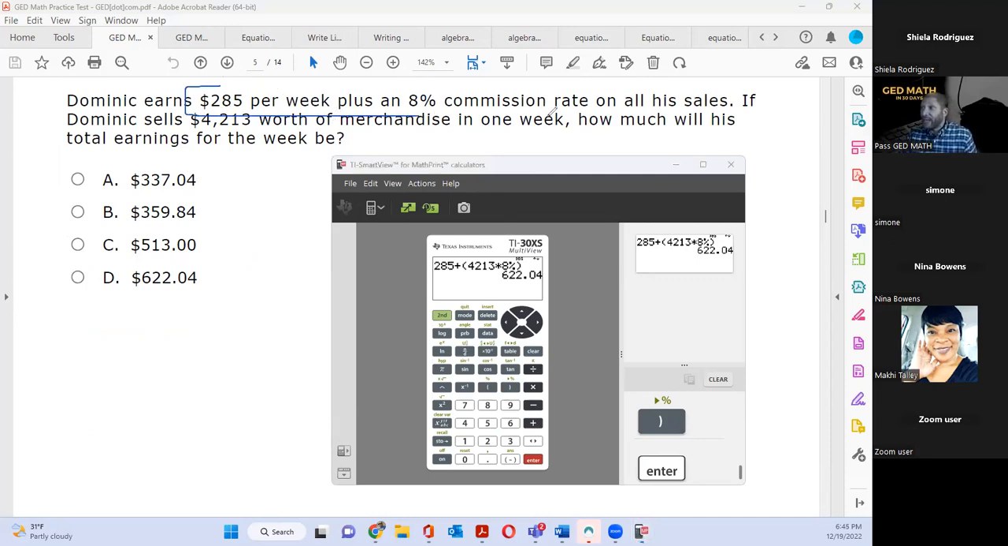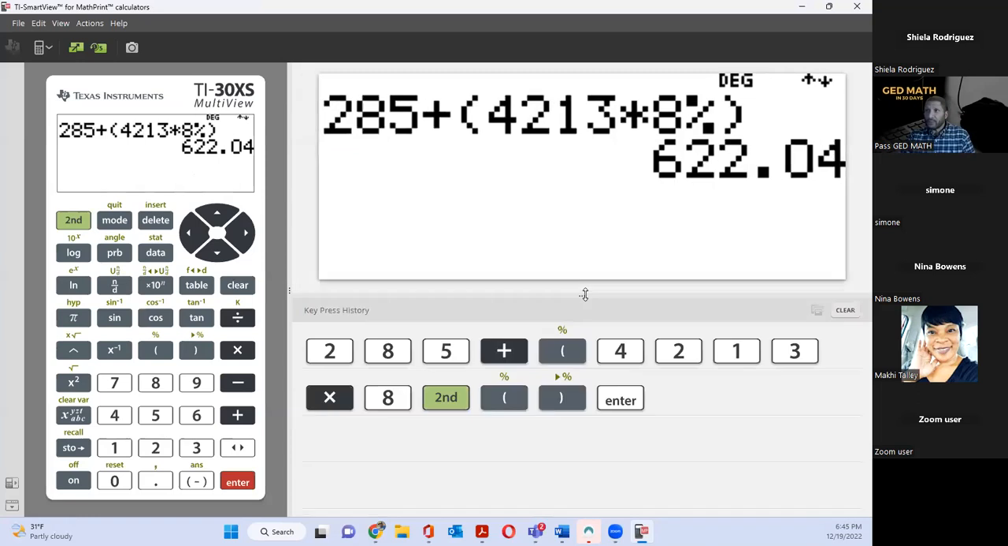285 per week plus 8% commission rate. You just need to take this 8% and multiply by $4,213. Now, what you also need to understand about math is, please excuse my dear Aunt Sally. Since I wanted to find the commission, I had to put this in parentheses, because I wanted to find this first, then add that 285. Look at that, 622.04, I'm done. That didn't even take me 15 seconds.